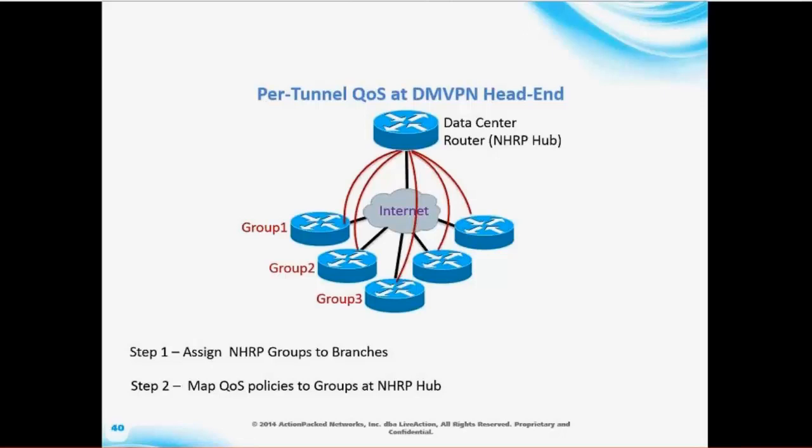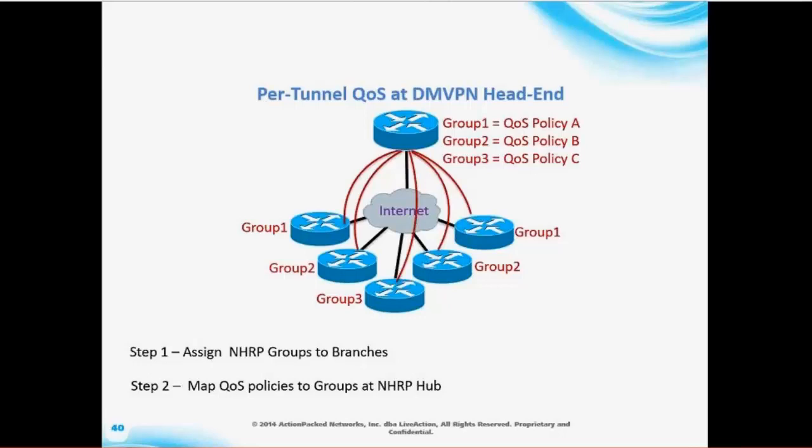And so we're going to assign an NHRP group to the remote sites. What will happen is, as their tunnels fire up and connect to the data center, not only will the data center have the tunnel information, it will also have a group flag, if you will, or tag that it can then reference. The data center is then going to perform a mapping, and it's going to map the group ID with a specific QoS policy.